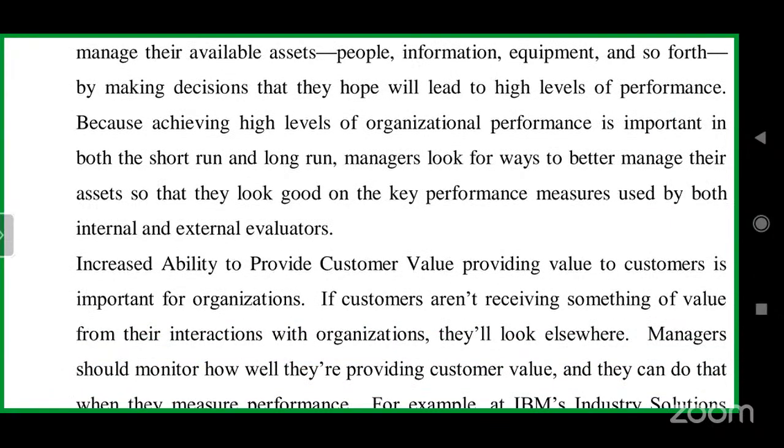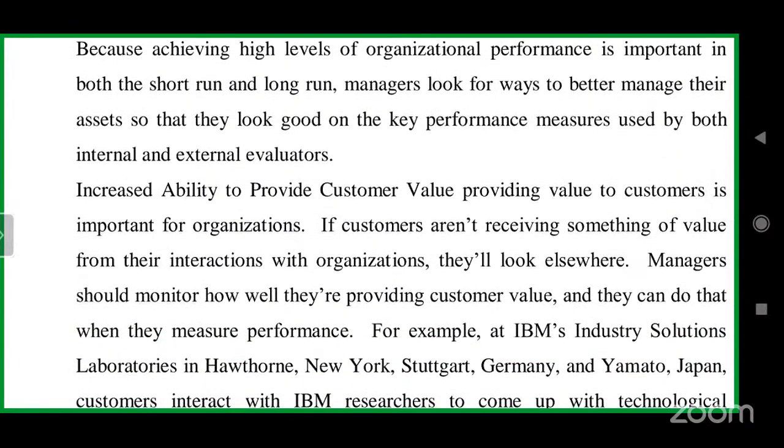Increased ability to provide customer value. Providing value to customers is important for an organization. If customers aren't receiving something of value from their interaction with the organization, they will look elsewhere. Managers should monitor how well they are providing customer value, and they can do that when they measure performance.